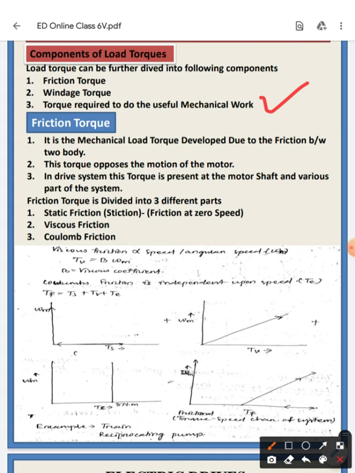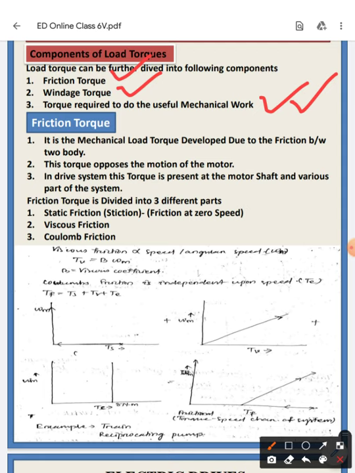So load torque has three components. One is the frictional torque, another is the windage torque, and the third is the torque required to do useful mechanical work. So let's talk about the frictional torque. What do you mean by friction? Friction is the opposition force applied against the motion of any body or any system.